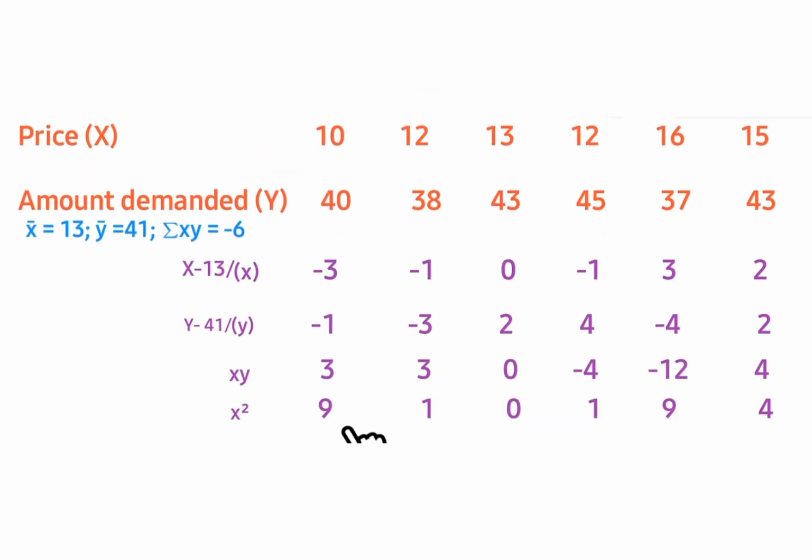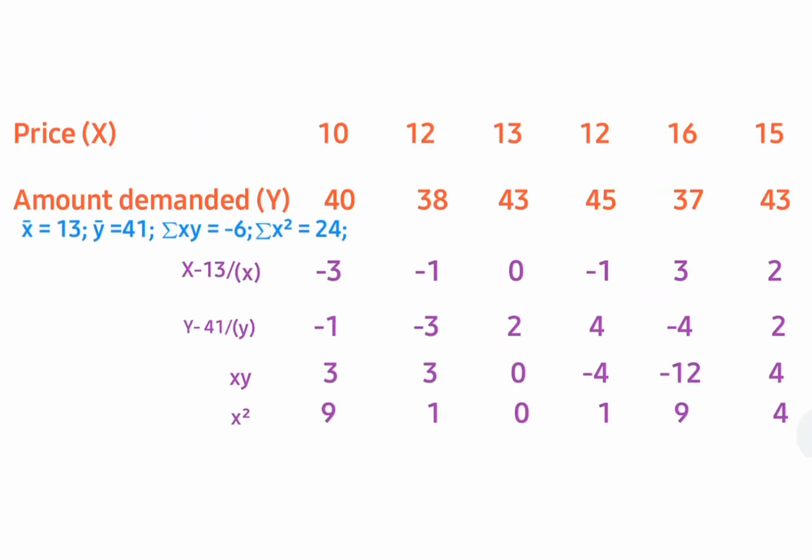9 plus 1 plus 0 plus 1 plus 9 and lastly plus 4. Of course, that gives us 24. And we record that now. Summation x squared equal 24.